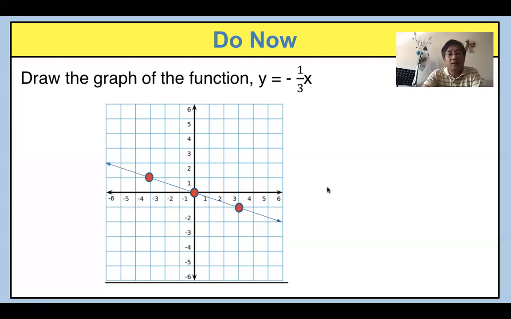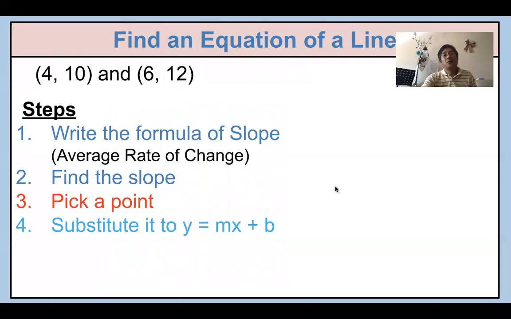All right. Then today, what do we do? We are going to find an equation when you have 2 points: (4, 10) and (6, 12). Here are the steps. What is the first step? First step, write the formula of slope. Sometimes the slope of the linear equation is similar to the average rate of change. Average rate of change is when x goes a certain amount, how much the y value goes up or down. That is the average rate of change.